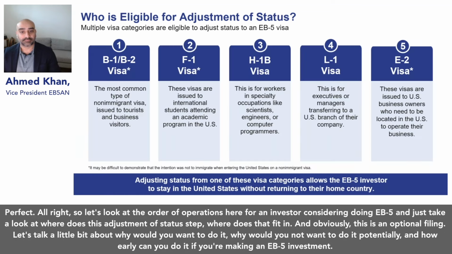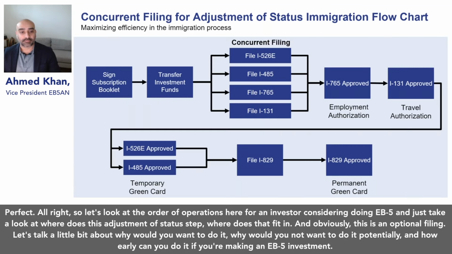Perfect. All right, so let's look at the order of operations here for an investor considering doing EB5 and take a look at where this adjustment of status step fits in. And obviously this is an optional filing. Let's talk a little bit about why you would want to do it, why you would not want to do it potentially, and how early can you do it if you're making an EB5 investment?